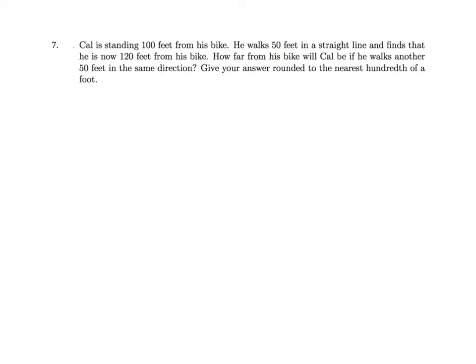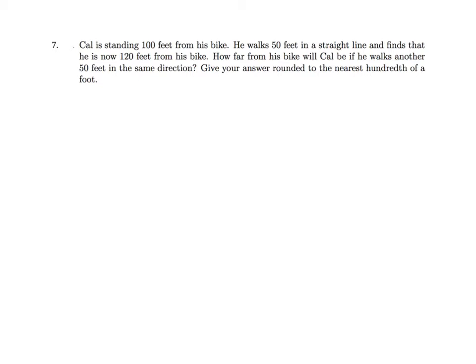This is the solution to problem 7 from the Triangle Trig applications notes. So we're told that Cal is standing 100 feet from his bike, and then he walks 50 feet in a straight line and finds that he is now 120 feet from his bike. How far from his bike will Cal be if he walks another 50 feet in the same direction? Give your answer rounded to the nearest hundredth of a foot.